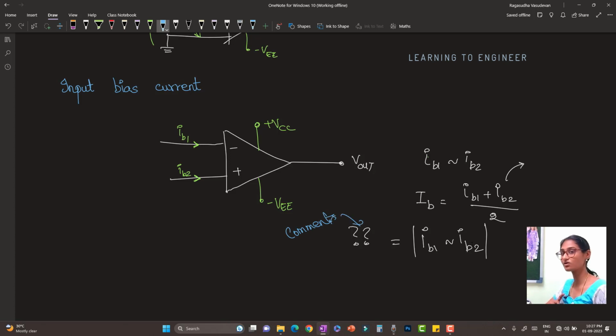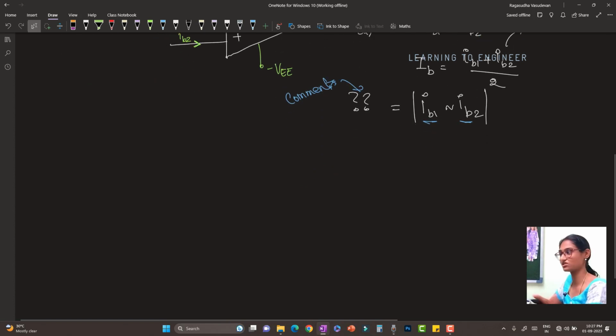I want you all to go into the data sheets, check out what the input bias current is, and find out the difference between them. You will observe that it's very small. So next we are going to talk about the common mode rejection ratio.